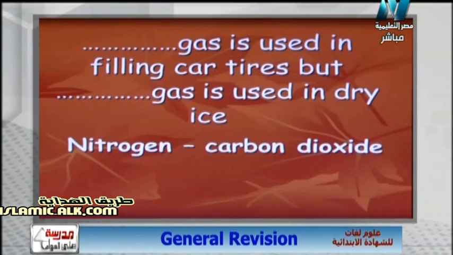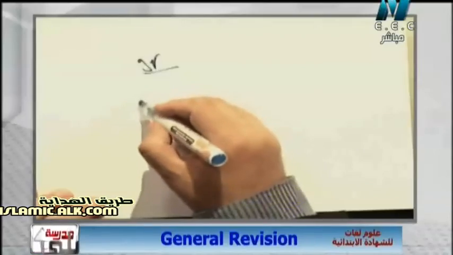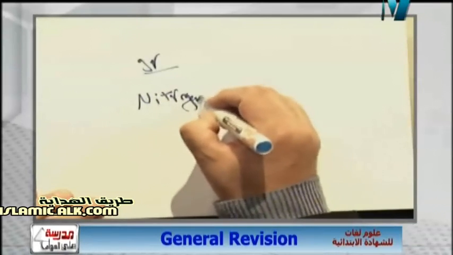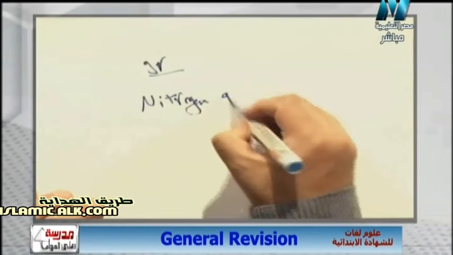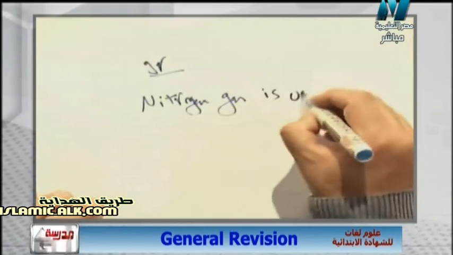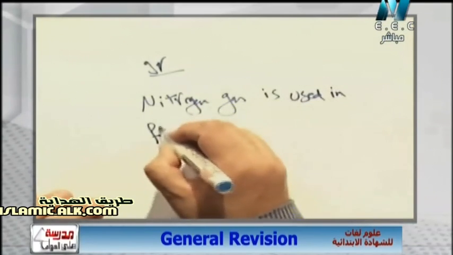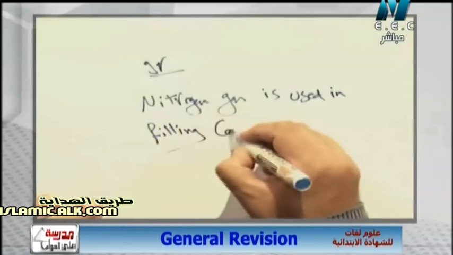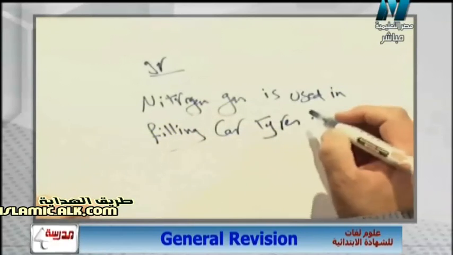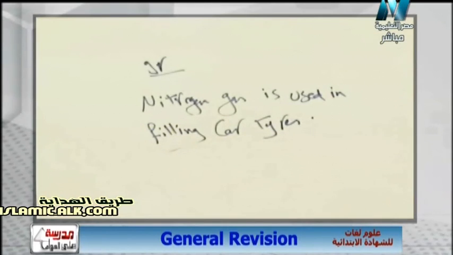So here I have a question in this point. Give reason question. The question says: give reason, nitrogen gas is used in filling car tires. Let us write together. Give reason. Nitrogen gas is used in filling car tires. A very important question. Why do we use nitrogen instead of air in filling car tires?